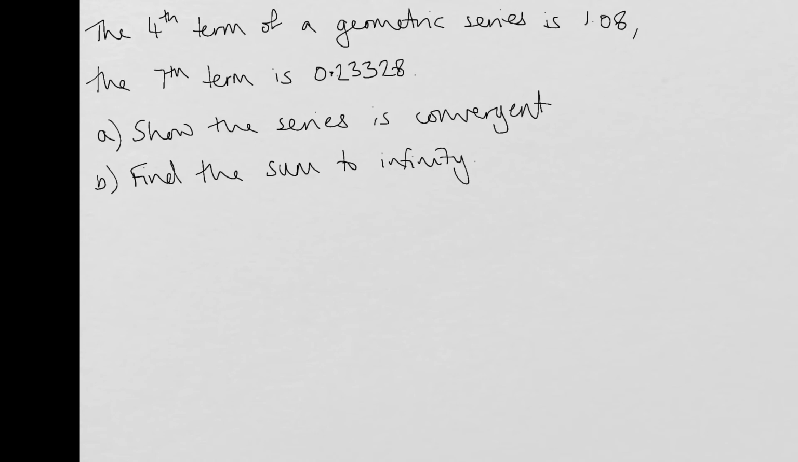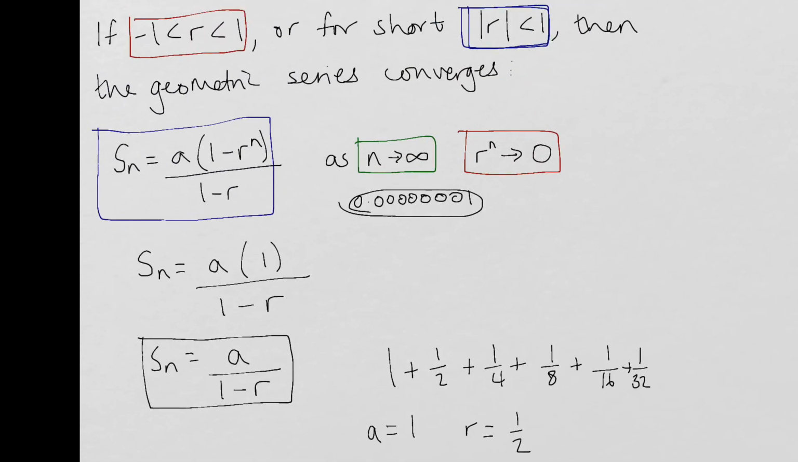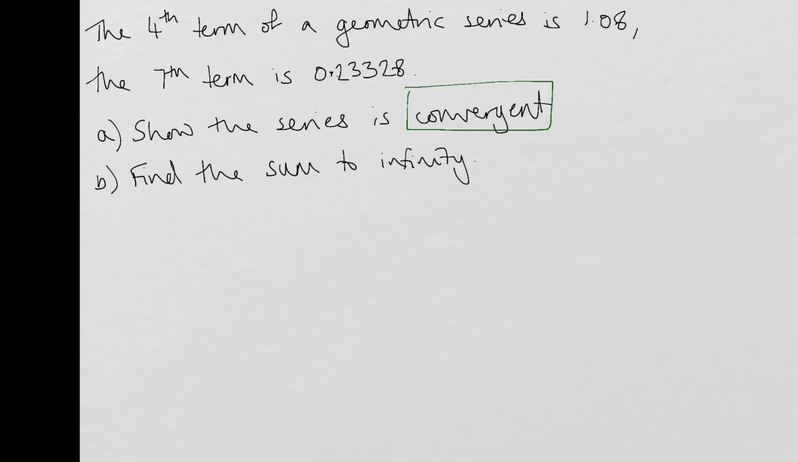So again, if we think about what makes it convergent, we talked about in the previous slide that a convergent series has the common ratio r between -1 and +1. So we need to work out what the value of r is to be able to show that this is a convergent series. So let's think about this.